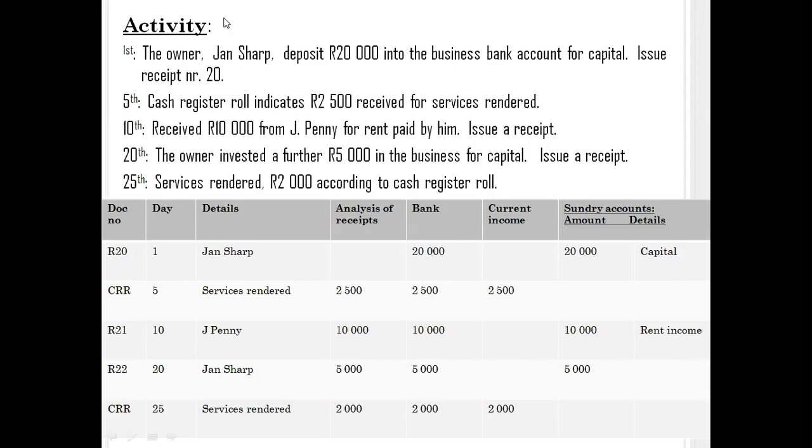Right, what I have not done yet is, people, you need to remember to add up the columns and get the totals at the end. You don't add up analysis of receipts. Why not? Because you already have taken those totals to the bank every day. So you need to take the bank column, add up all those totals and get a total at the bottom. The same you do with current income. So what I mean is you need to take the 2,500 plus the 2,000 to get a total at the bottom of current income. And the same you're going to do with sundry accounts.